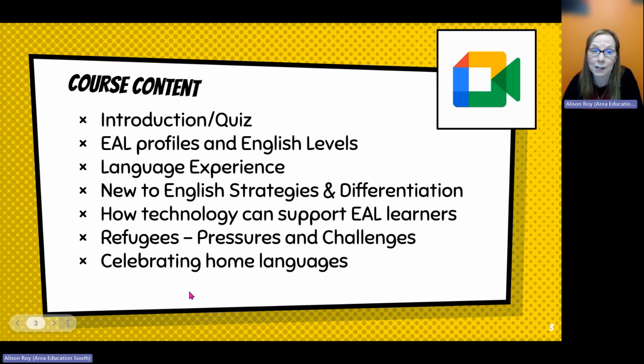Moving on from that, we will look at new to English strategies and how to differentiate within the classroom. This training is particularly aimed at the upper primary and the secondary, where pupils have their own Chromebooks. So we're very much going to look at how technology can support EAL learners and the tools that are available to them. Lastly, but certainly not least, we will look at some of the additional pressures and challenges that refugee pupils have to contend with, and also how celebrating home languages has a positive impact for our EAL learners.